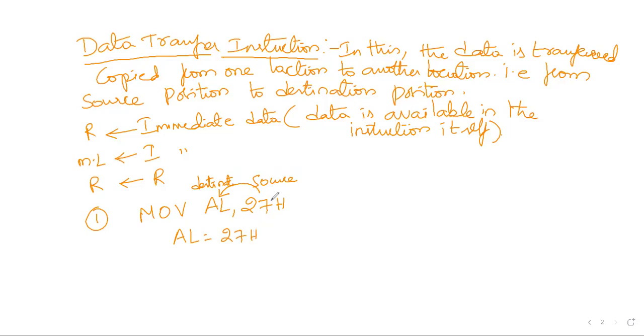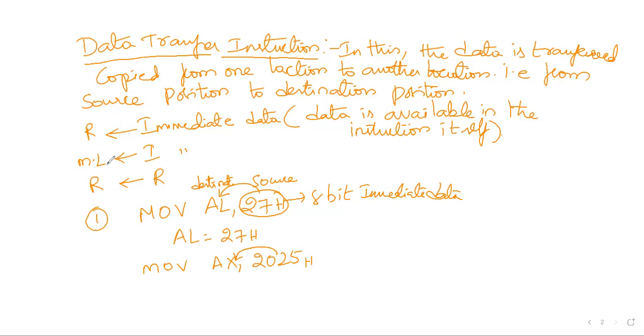Similarly, this is an 8-bit immediate operand, or similarly 16-bit also we can use. MOV AX, for example, 2025H. That is a hexadecimal number. So this number is copied into the AX register. So immediate data is copied into the register. This immediate data is either 8-bit or 16-bit.